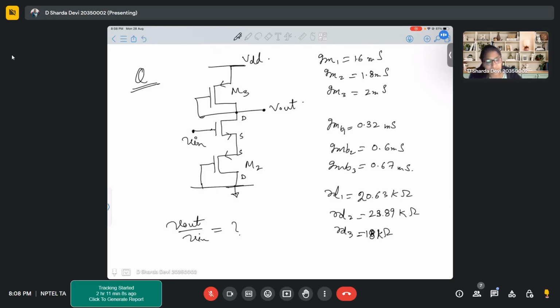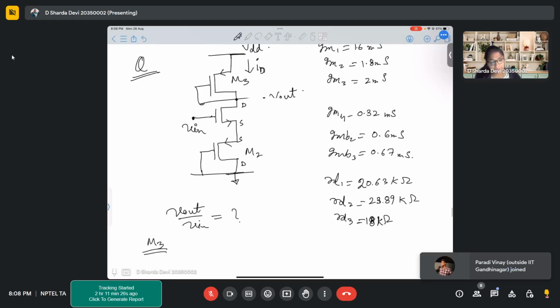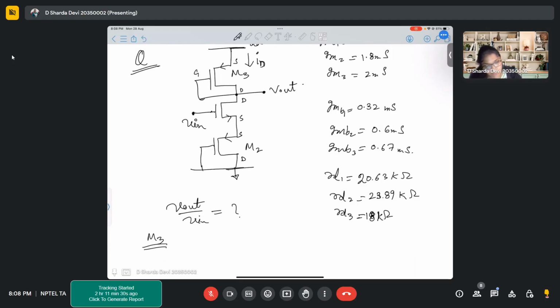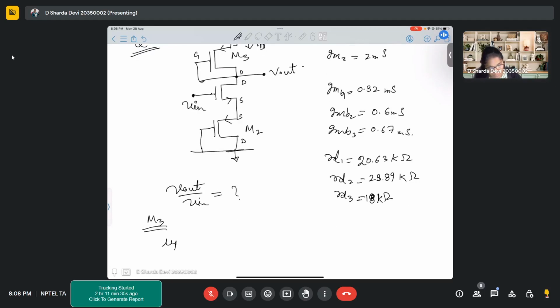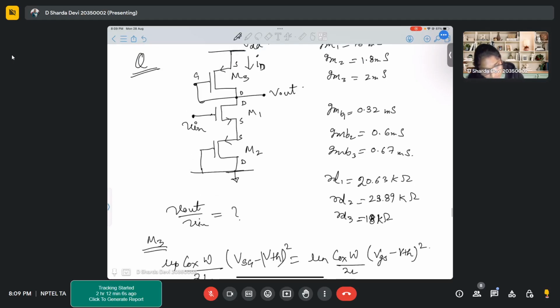See, one basic thing that we can do the moment we look into this problem is that all the three transistors are in series. So a single current ID will flow through all these three transistors. Now let's write the saturation current equation for M3. This is source, drain and gate. This being a PMOS, it is mu P Cox W by 2L (VSG minus VTH) whole square. This is equal to M1: mu N Cox W by 2L (VGS minus VTH) whole square. Now carefully observe, for this particular transistor, Vout is VG, Vout is VD also.